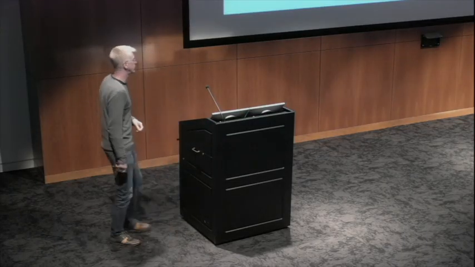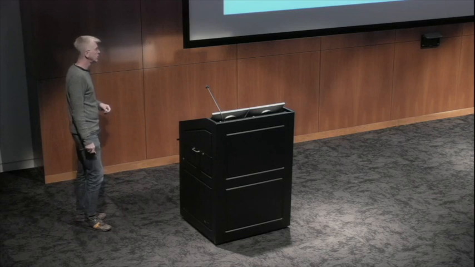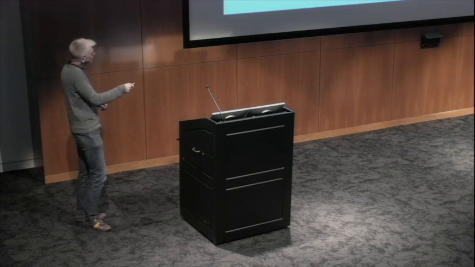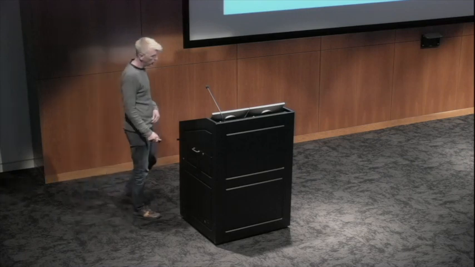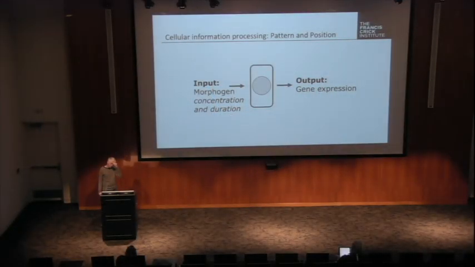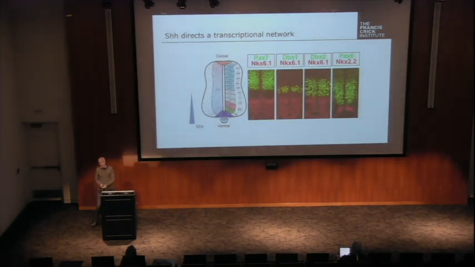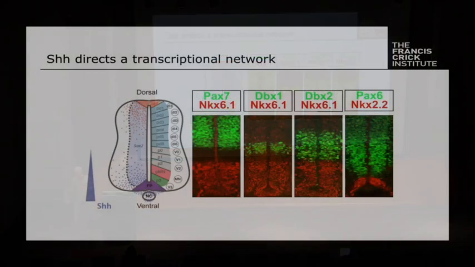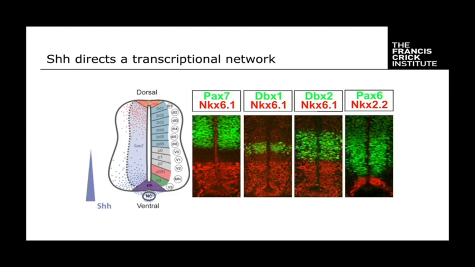So we want to understand how both the amount of hedgehog and the duration of hedgehog control this pattern of gene expression. How is this information being used by the cell to generate the right profile of gene expression? What I'm going to argue is that crucial for this interpretation, for converting the signal into the output, are the downstream response genes themselves.